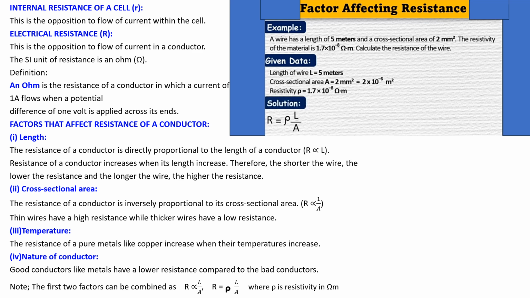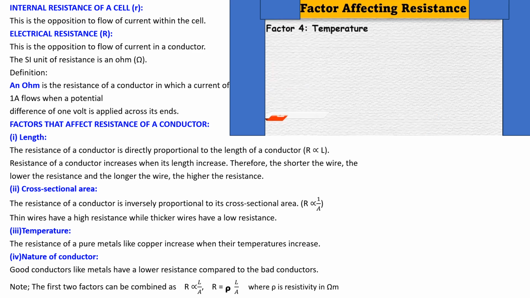So after substituting the parameters: 5 meters for the length, 2 times 10 to the power negative 6 meters squared for the area, and resistivity 1.7 times 10 to the negative 8 ohm meter. The meters cancel, and we remain with resistance measured in ohms. So the other factor is temperature.